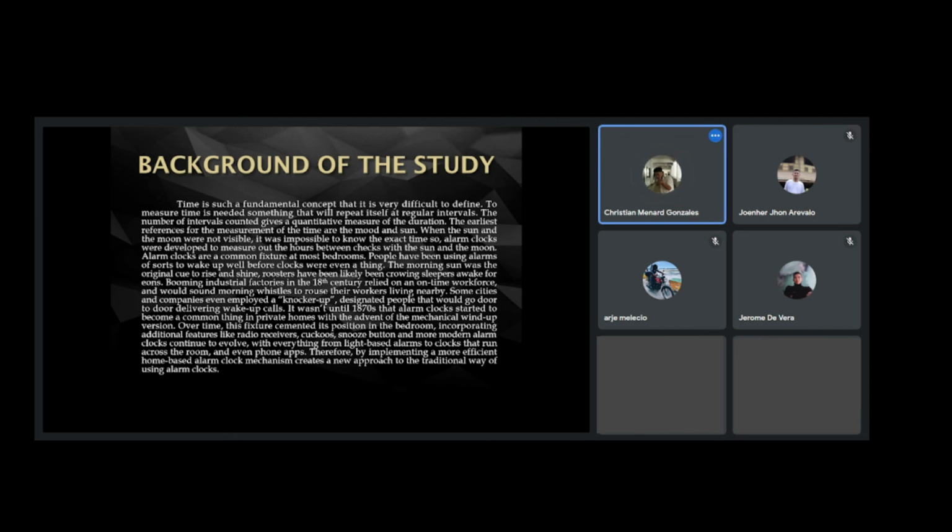Over time, this fixture cemented its position in the bedroom, incorporating additional features like radio receivers, cuckoos, snooze buttons, and more. Modern alarm clocks continue to evolve, with everything from light-based alarms to clocks that run across the room and even phone apps. Therefore, by implementing a more efficient home-based alarm clock mechanism, it creates a new approach to the traditional way of using alarm clocks.